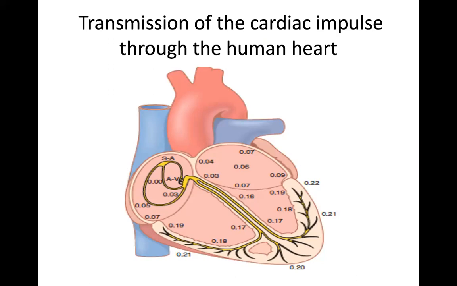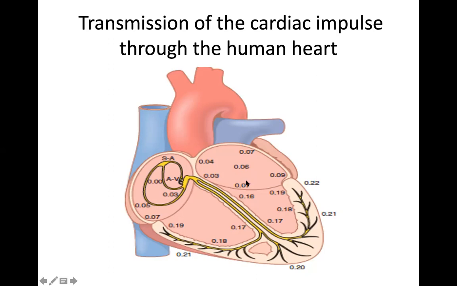Once it has entered this bundle, it spreads very rapidly through the Purkinje fibers on the entire endocardial surfaces of the ventricles. Then the impulse spreads slightly less rapidly through the ventricular muscles to the epicardial surfaces.